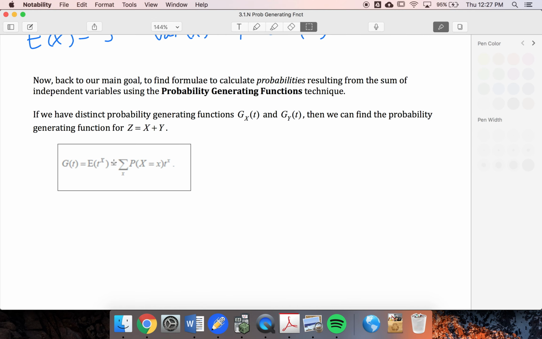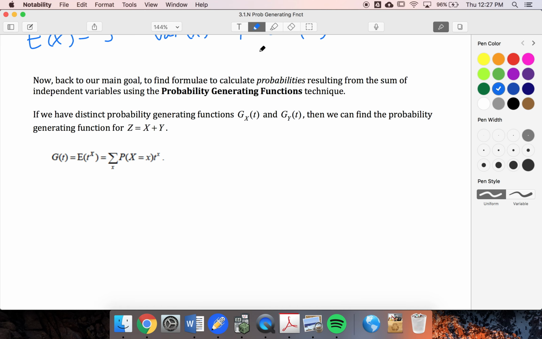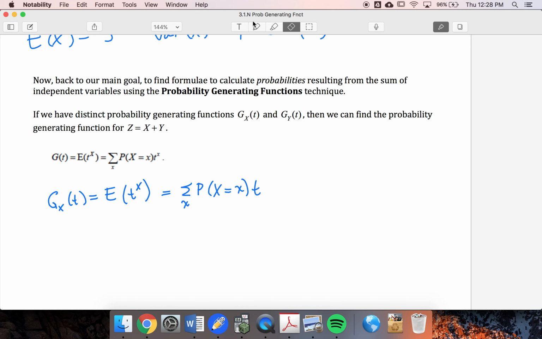And this is also the formula that's in your formula booklet for this. So I want to focus on this side over here. Remember, t was our dummy variable and x was the values x we could take on. So let's look at our g of x of t. So I could say that this one, g sub x of t, is E of t to the x, as it's written. And I could think of it this way, as the sum of my x values, t to the x. And now, let me make those x's match.